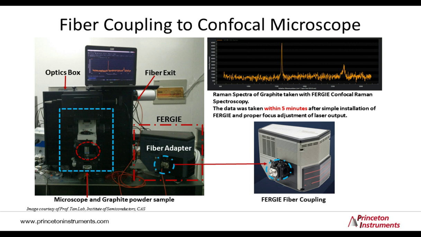I just wanted to illustrate in this slide the ease of use of a fiber coupled system. Here we found a lab with an already existing confocal microscope that had a fiber port. And fiber coupling made the connection so easy that useful spectra, like the spectrum shown here of graphite, could be acquired within minutes of the setup.